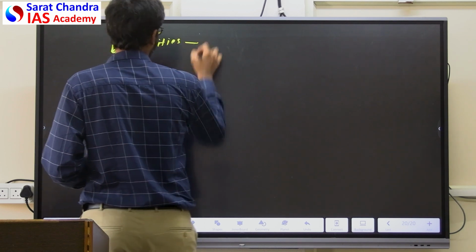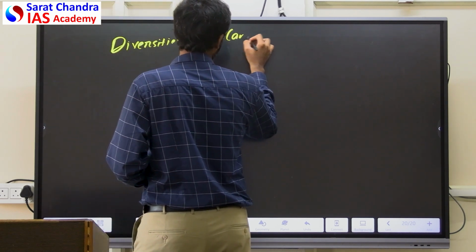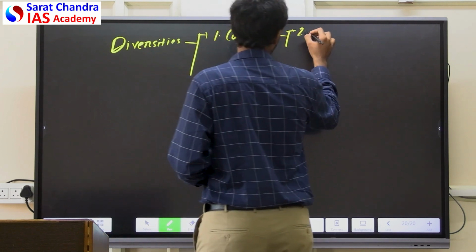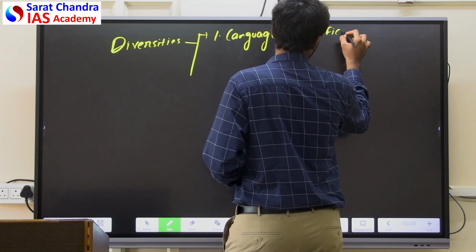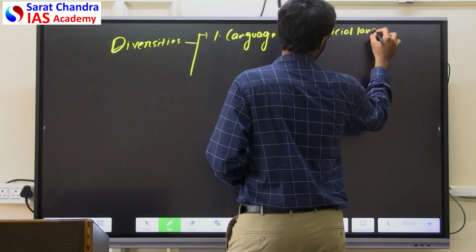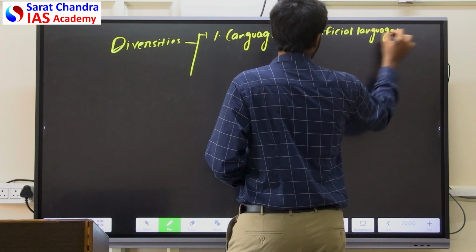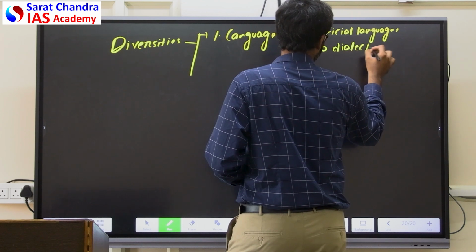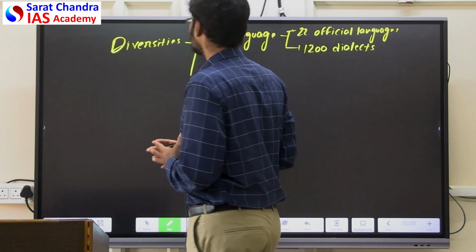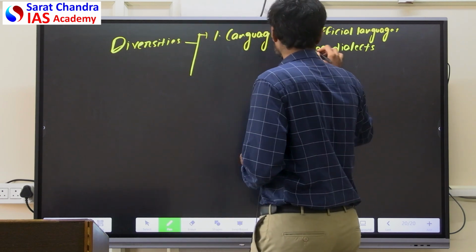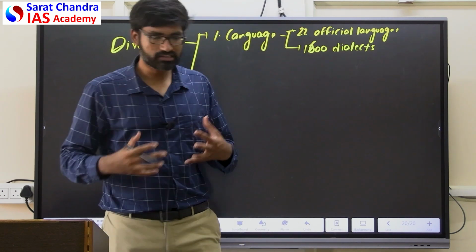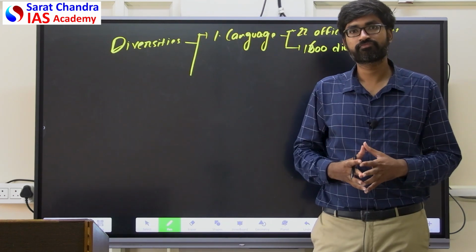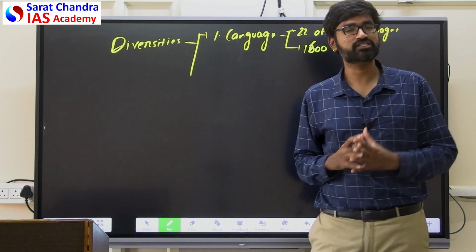See, the first diversity we have is the language diversity. In the language diversity, we have 22 official languages and more than 1600 dialects. Dialects are nothing but how we speak. Even though we are Telugu speaking people, we have different dialects. That is the language diversity we have.